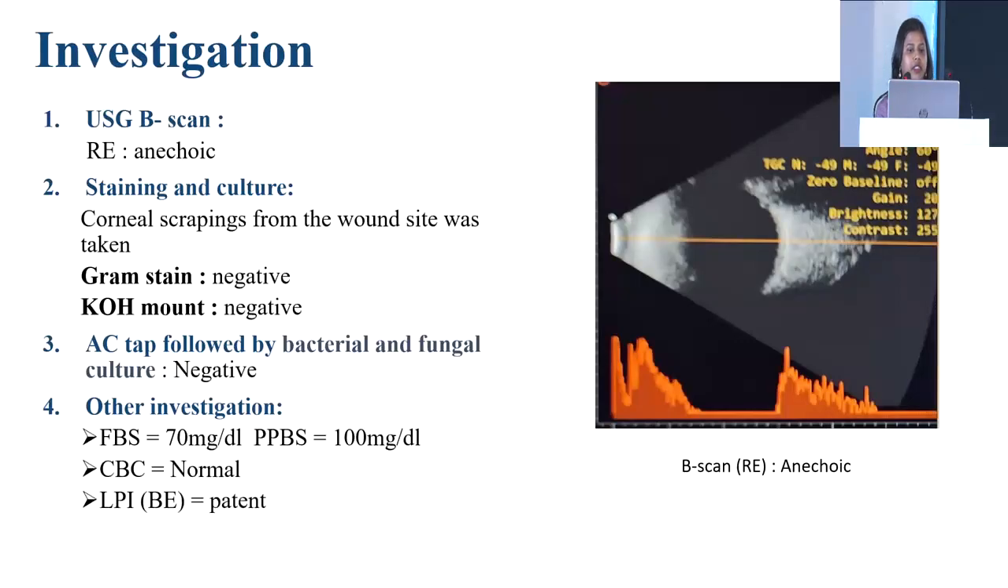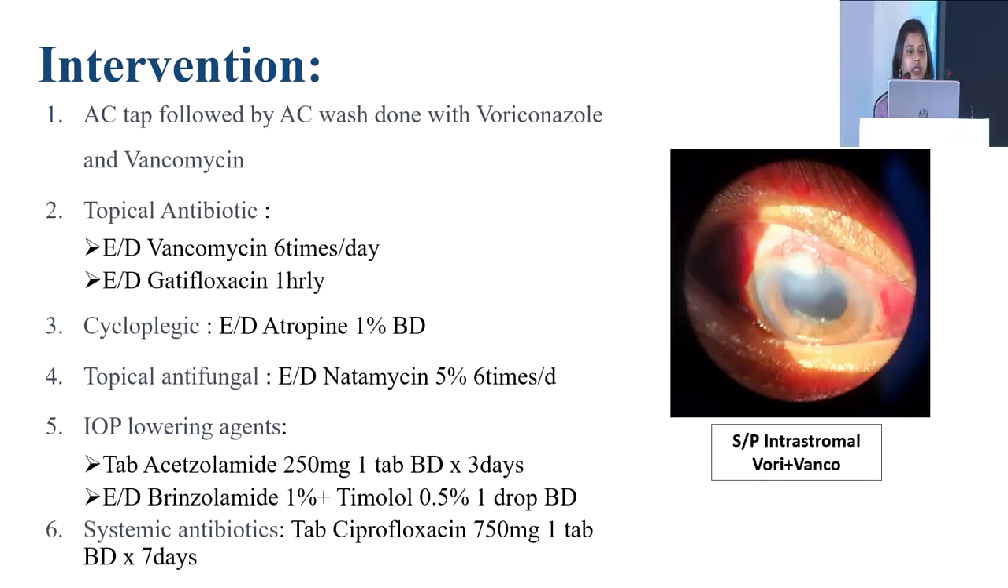We had two differentials. One is endophthalmitis, and the other one is corneal wound infection. We did a B scan of the right eye, and it was found to be anechoic. Ruled out posterior segment involvement. Corneal scrapings and AC tap were obtained and sent for culture, but no organism was isolated in the culture. And the blood investigations were normal. LPA was done in both the eyes, which was patent, and it ruled out nasolacrimal duct obstruction, which could have been a potential source of infection.